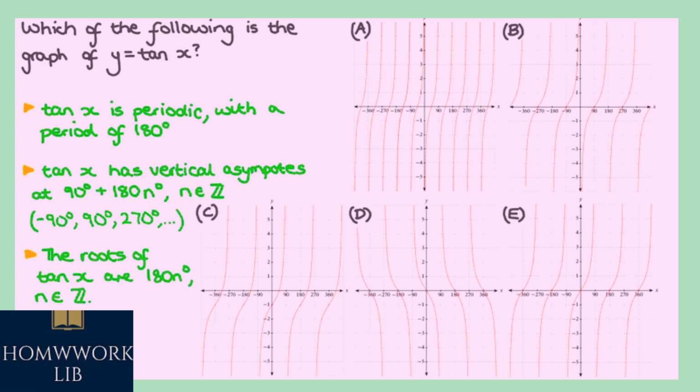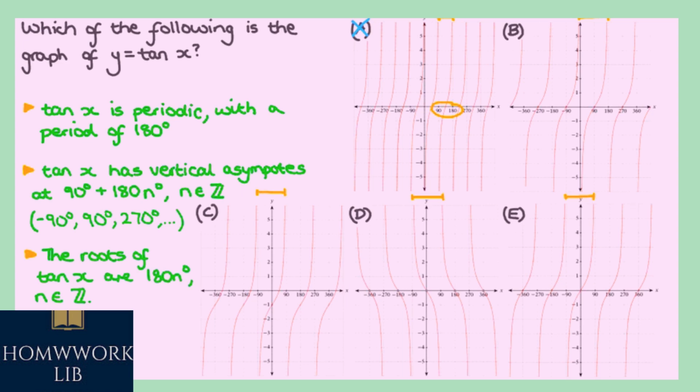Let's begin then by considering the first property, which tells us that the period of the tangent graph is 180 degrees. Looking at graph A, we can see that this graph has a period of 90 degrees, and so we can rule this one out. Each of the other four graphs, though, do have the correct period of 180 degrees.